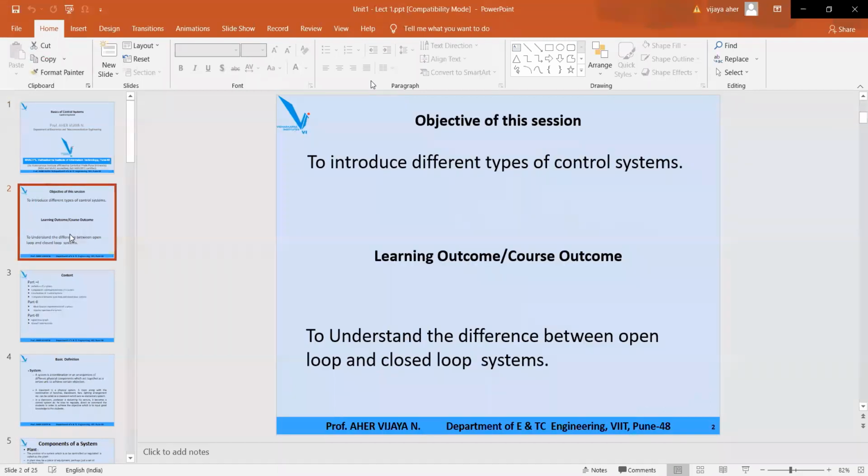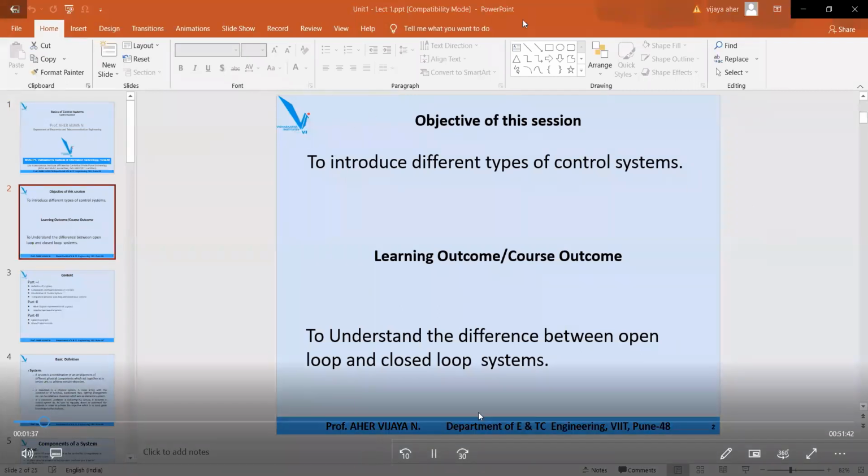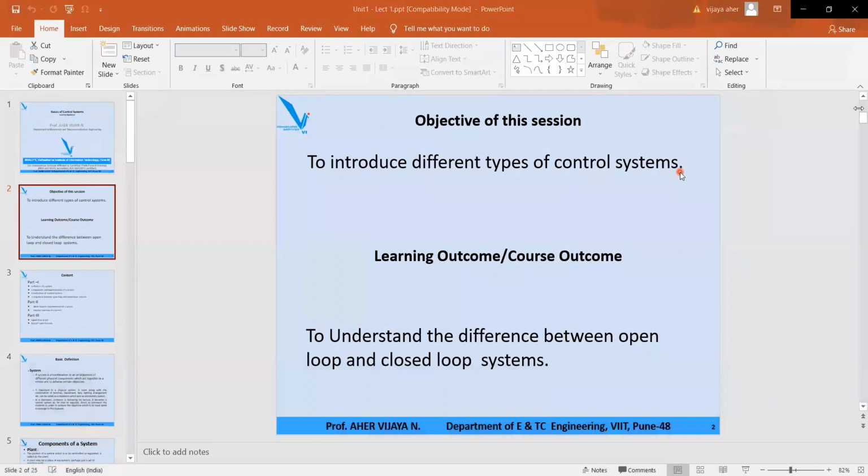So keeping in mind the objective of this course, the objective of Unit 1 is to introduce different types of control systems. That is the first objective. And what is the outcome? After learning these types of control system, students should be able to understand the difference between open loop and closed loop system. So this is your outcome along with the objective. You have to remember it, because you are going to answer this difference between open loop and closed loop system.